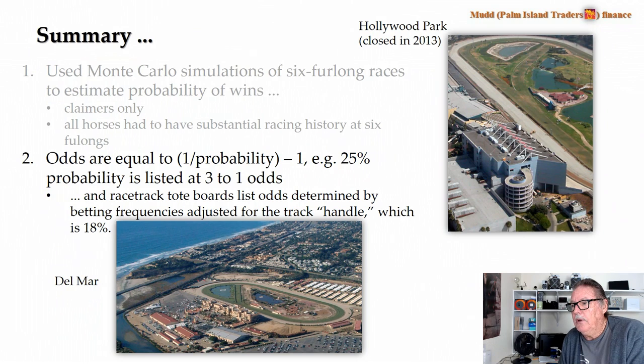The pictures here are of Del Mar down on the bottom. You can see Del Mar's close to the ocean, and that was really a lot of fun to go to. But we didn't go very much. It's a long drive, but we did. And then Hollywood Park, which I didn't like very much. It was kind of a run-down track compared to Santa Anita, or a run-down facility, I should say. It was absolutely enormous.